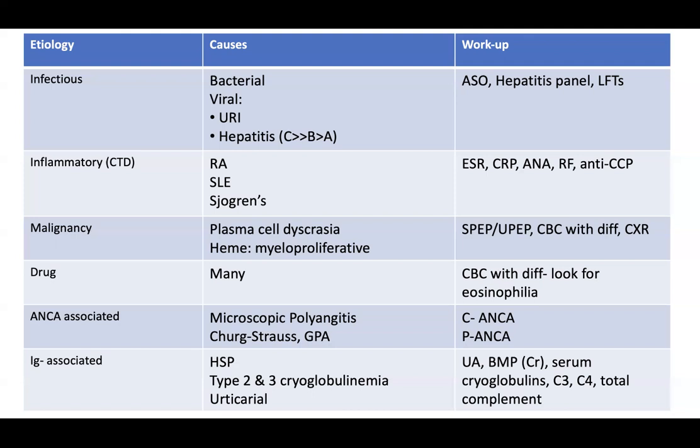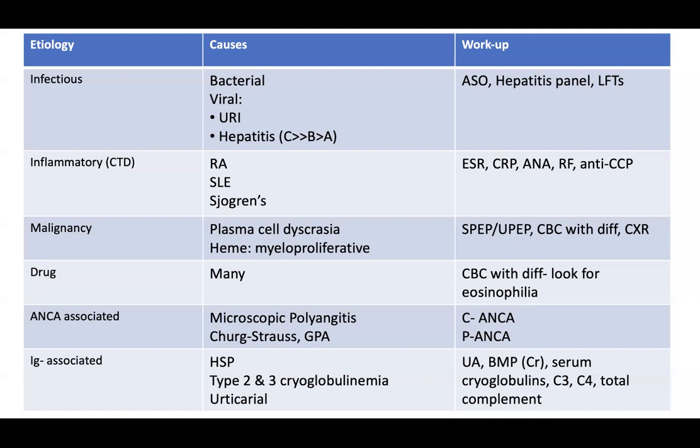Drugs. Of course, drug history is absolutely key. You want to look for a CBC that has maybe more eosinophilia, but I will say drug-induced anything does not require eosinophils. So you can have a drug culprit causing pathology and not have eosinophilia. ANCA associated, so you'll want to think about your microscopic polyangiitis, your Churg-Strauss, granulomatosis with polyangiitis. And that's where you'll want to get your C-ANCA and your P-ANCAs. And then immunoglobulin associated. So things like Henoch-Schönlein purpura, type 2 and 3 cryoglobulinemia, urticarial vasculitis. These are usually thought to be IgG associated or immunoglobulin associated.